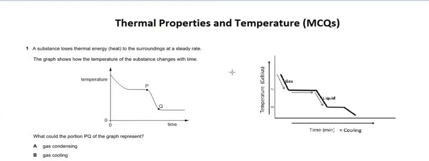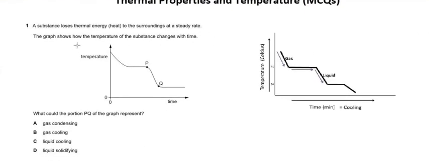Now we are going to start with the MCQs of thermal properties and temperature. So you can read question number 1 here. A substance loses thermal energy, that is nothing but heat, to the surroundings at a steady rate. The graph shows how the temperature of the substance changes with time. You can see this graph is there.